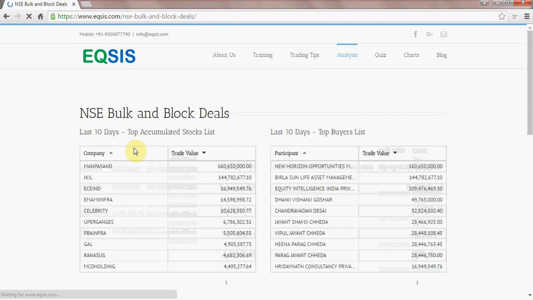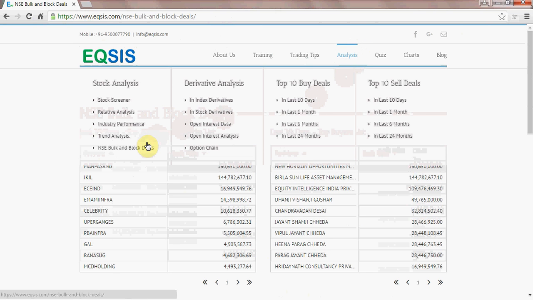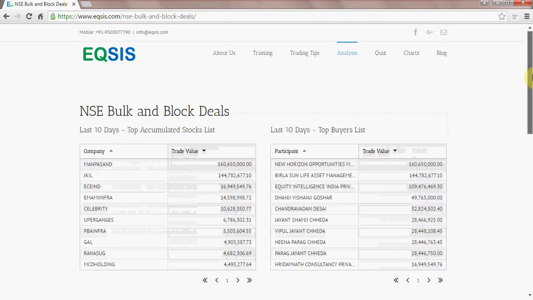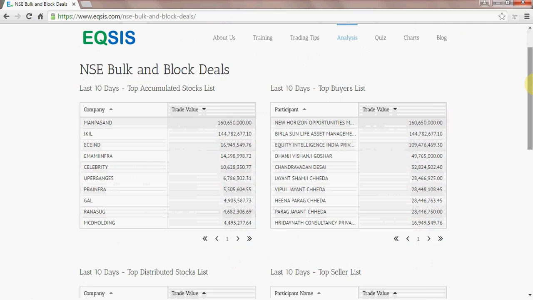So what I did is I got into that particular page. I've selected this analysis, under which I have NSE bulk and block deals. If you click that, this particular screen comes up. Let me tell you what exactly this screen is.